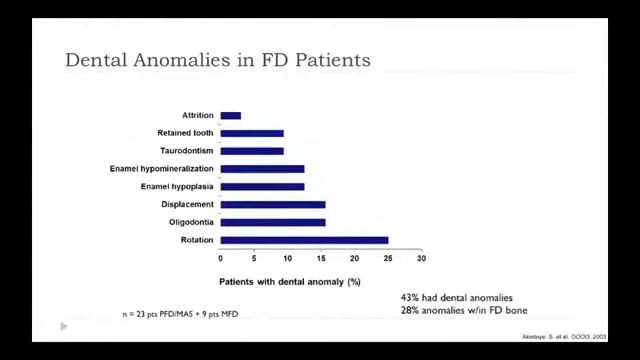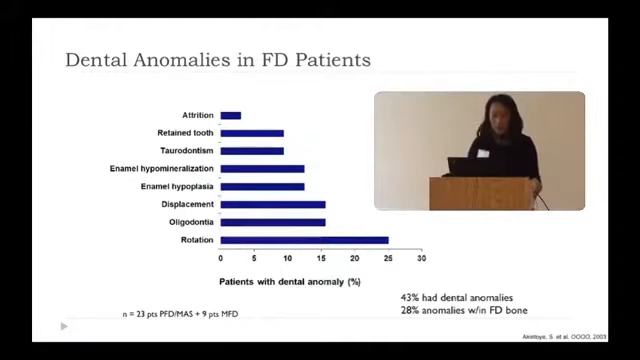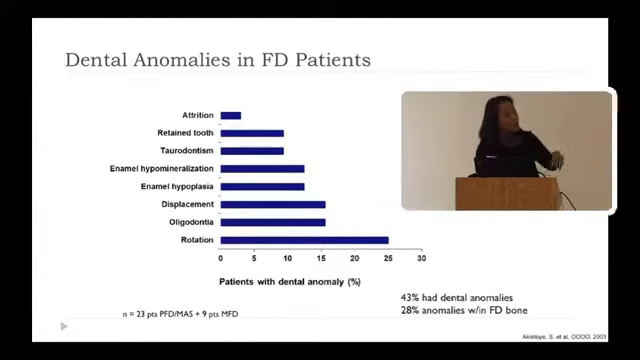These are just some of the dental anomalies that a patient with fibrous dysplasia may express or be identified to have, and that's attrition, which is the wearing of the teeth. They may have retained teeth, extra teeth that don't fall out normally. Taurodontism is when the roots and the root pulp, or the pulp of the tooth, is much too large. Enamel hypoplasia, or enamel findings that are abnormal. Displacement of the teeth, but typically the displacement is mild. Oligodontia, which is missing teeth, and then rotation of the teeth. And this is just an example of some of these findings that I had mentioned. Taurodontism is on the far right, where you see an enlarged pulp chamber.